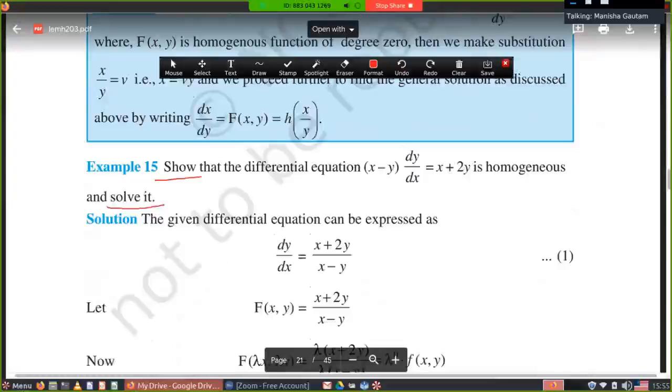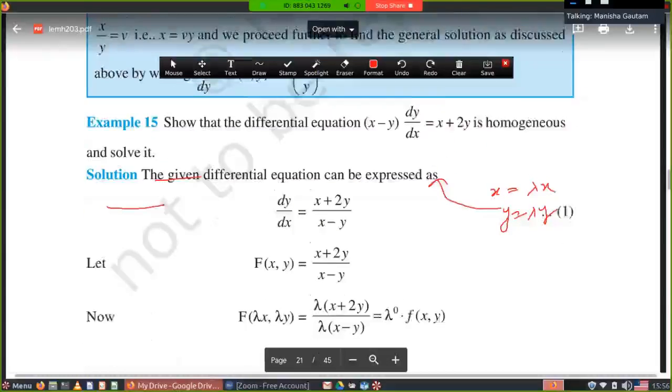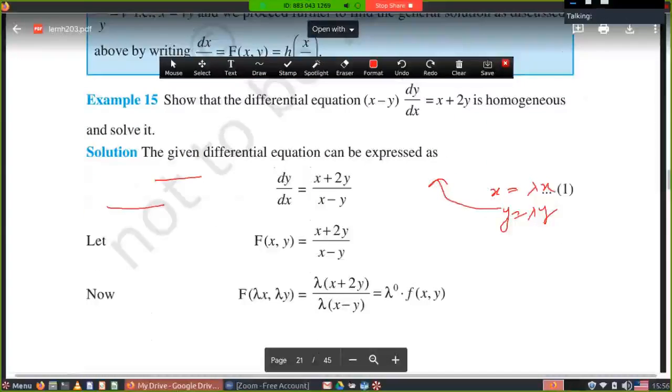Okay. When you want to show the equation is a homogeneous equation, for that you have to put x equal to lambda x and y equal to lambda y in the given equation. After putting x equal to lambda x and y equal to lambda y, you will get the statement like this. All lambdas come out common and are cancelled, and only the same statement comes out, which is the given one.